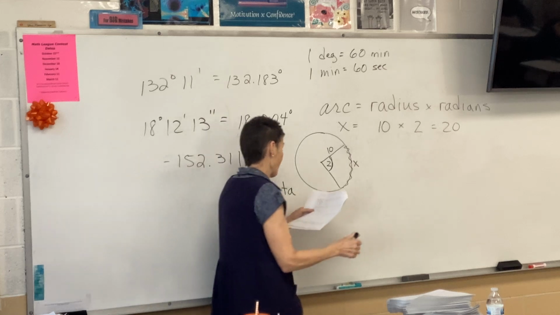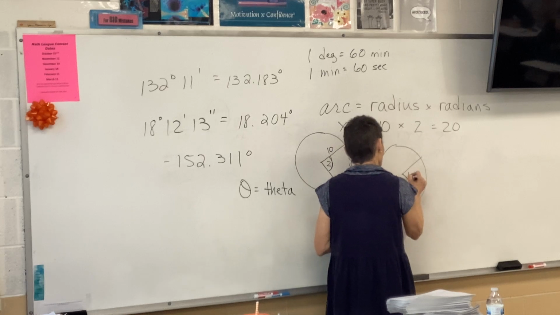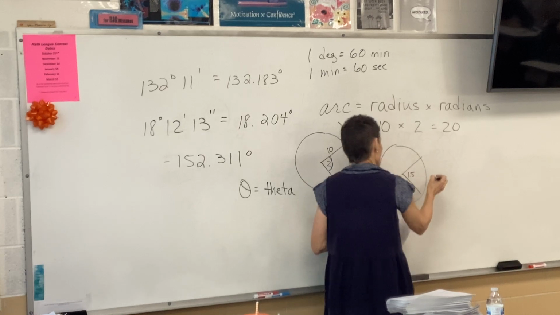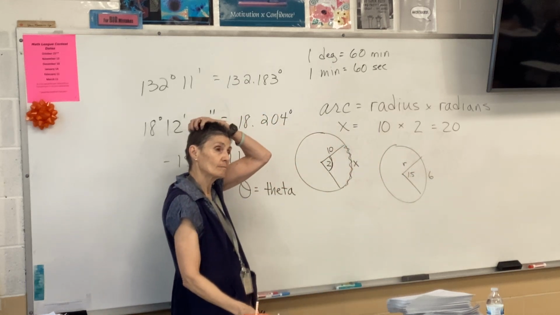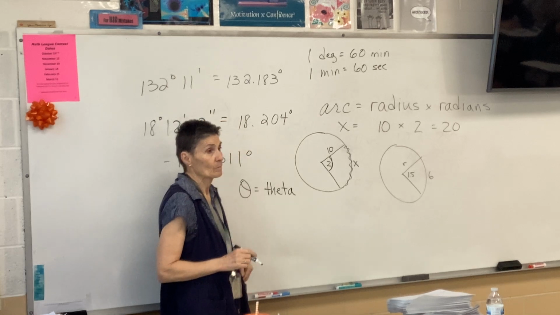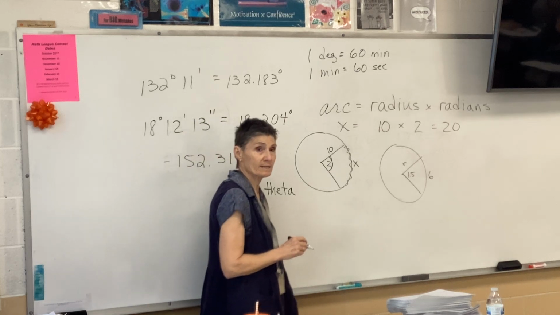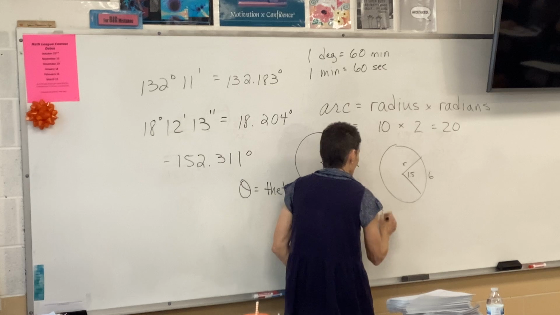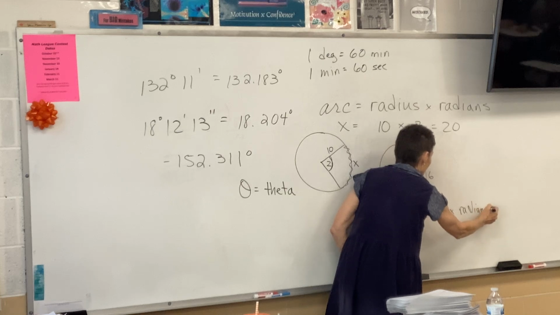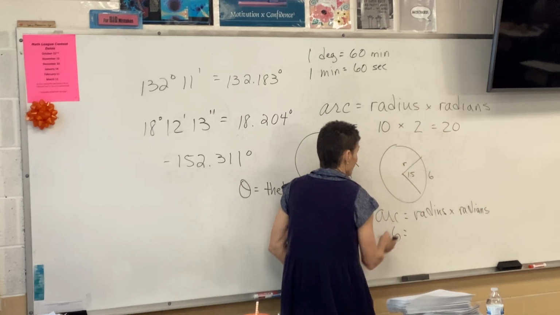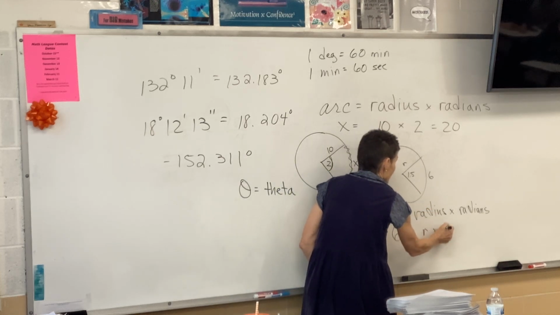All right, let's try B. Same picture. This time, we know the angle is 1.5 radians. We know the arc length is 6, and we're finding the radius. What does our formula say? Our formula says arc length, I'll write it out again. Arc length equals the radius, I don't know what the radius is, times the radians.